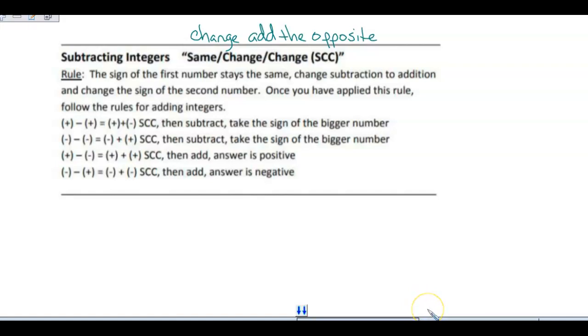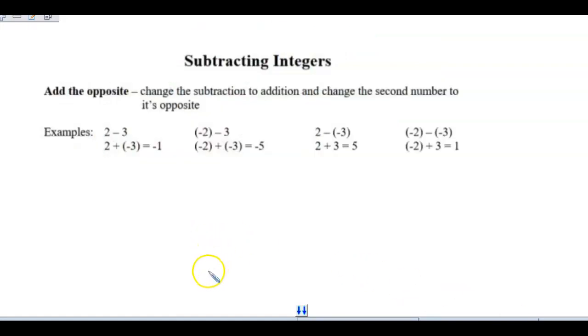Once you've applied that rule, we have changed it now to an addition problem. And then we follow the rules for adding integers. Here are some examples. We have 2 minus 3. We're going to keep the first, change subtraction to addition, change positive 3 to negative 3. Different signs, so 3 minus 2 is 1. I have more negatives, so I have an answer of negative 1.